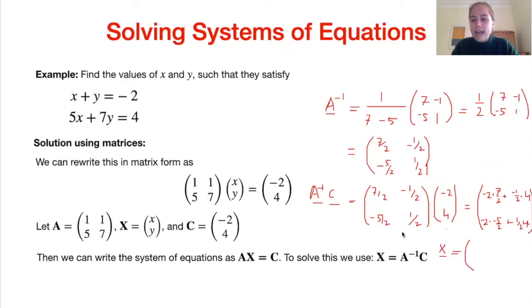Overall, our answer for X is going to be equal to minus 7 minus 2. So we have minus 9. And then we have 5 plus 2, so 7. So our matrix X is equal to minus 9, 7. And remember, we said X was the matrix x, y, so we see that little x is equal to minus 9 and y is equal to 7. So there we go, that is our answer to that problem.